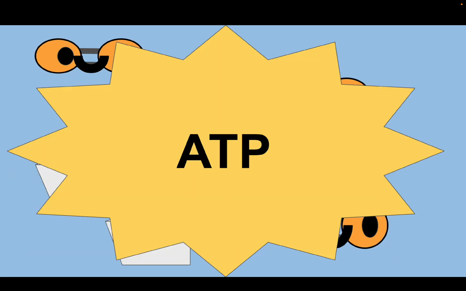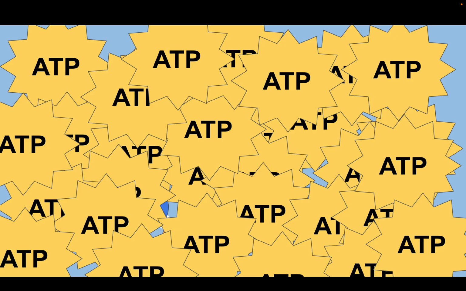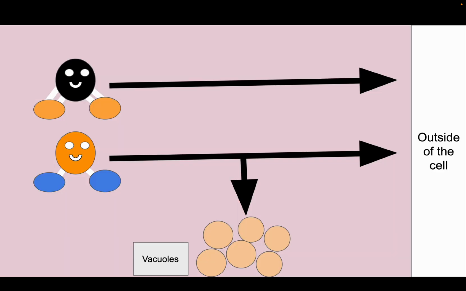And next, there's a thing called the electron transport chain. No idea why it's called that, so yeah. And this is where water is produced, and a crap ton of ATP molecules. 32 of them. The CO2 and some of the H2O will leave the cell, while some of the H2O will try to go into the vacuoles.